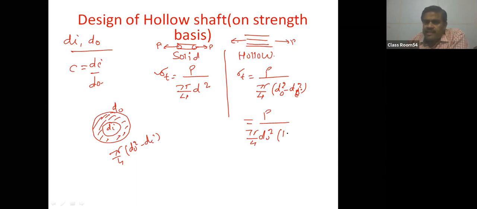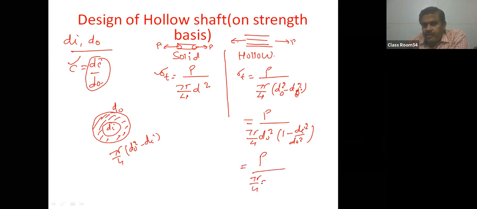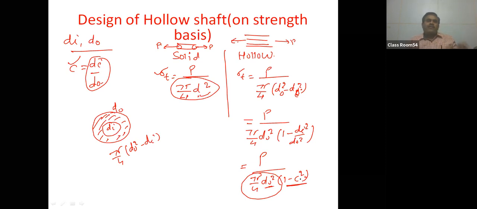If do square is common, then it is 1 minus di square divided by do square, and the ratio di by do we are giving a parameter named C. So I can write pi by 4 do square times 1 minus C square. If you see the formula difference, pi by 4 d square is here for the solid shaft, pi by 4 do square is here for the hollow shaft. Do is the outer diameter of the hollow shaft, and 1 minus C square is the extra term. Only 1 minus C square is extra in the formula, the rest is similar. So this is the criterion when only axial stress is acting.